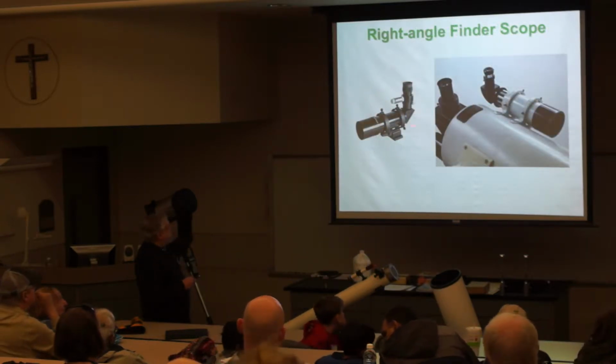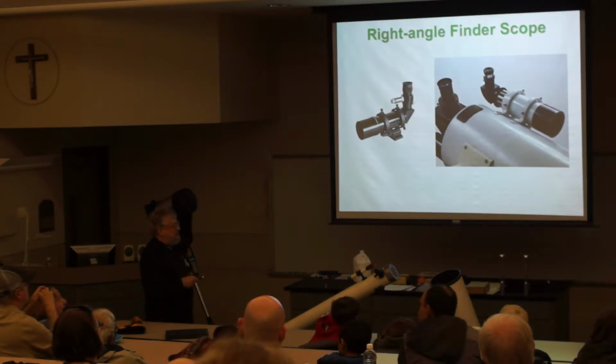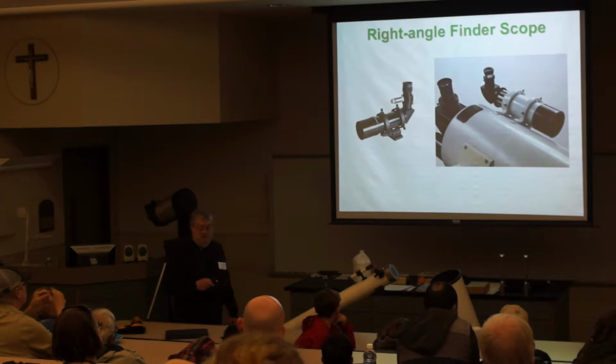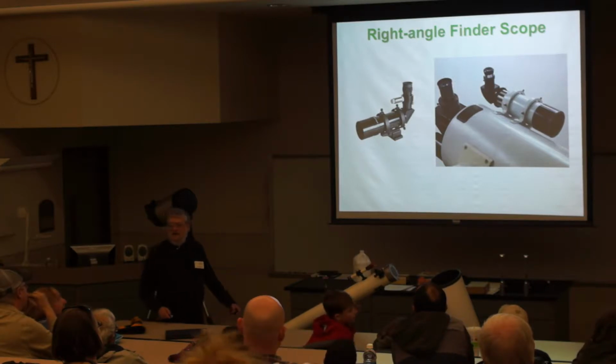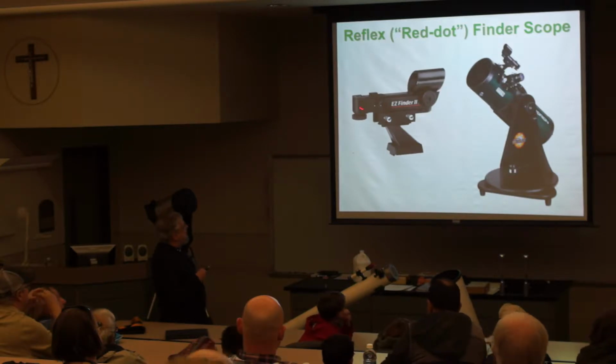Here's one of the famous right angle scopes, and as you can see, it's probably easier on your neck to look through, but that doesn't do you a lot of good if you can't find anything with it. So. And then we come to the red dot finder.